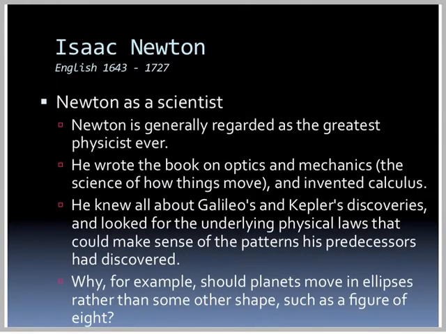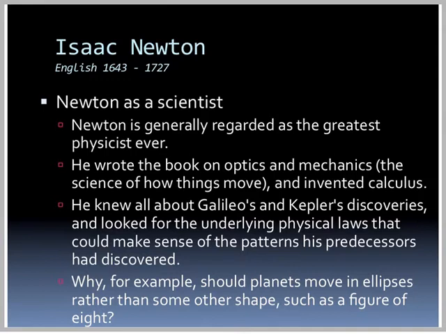So Isaac Newton is generally regarded as one of the greatest physicists ever. He wrote a book on optics and mechanics, which is the science of how things move. He invented calculus to explain the things that he was trying to do in mechanics. And he knew all about Galileo and Kepler's discoveries.